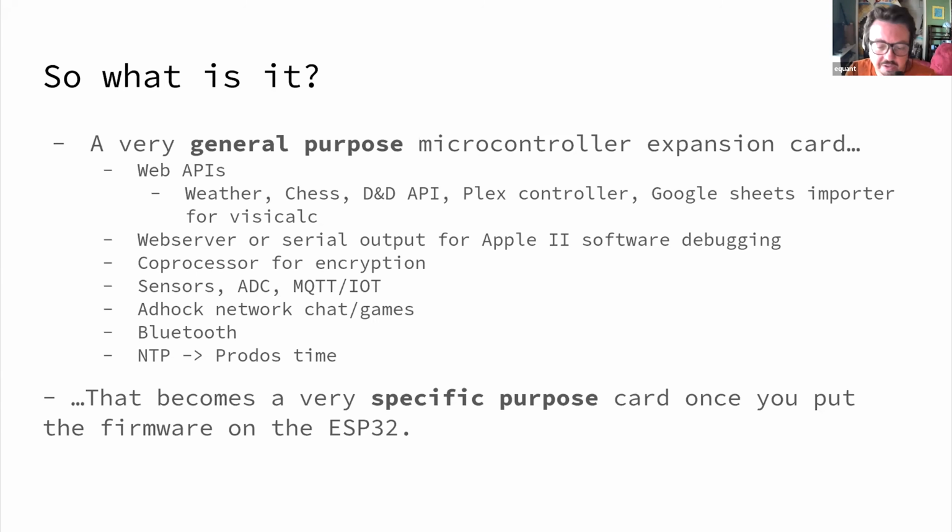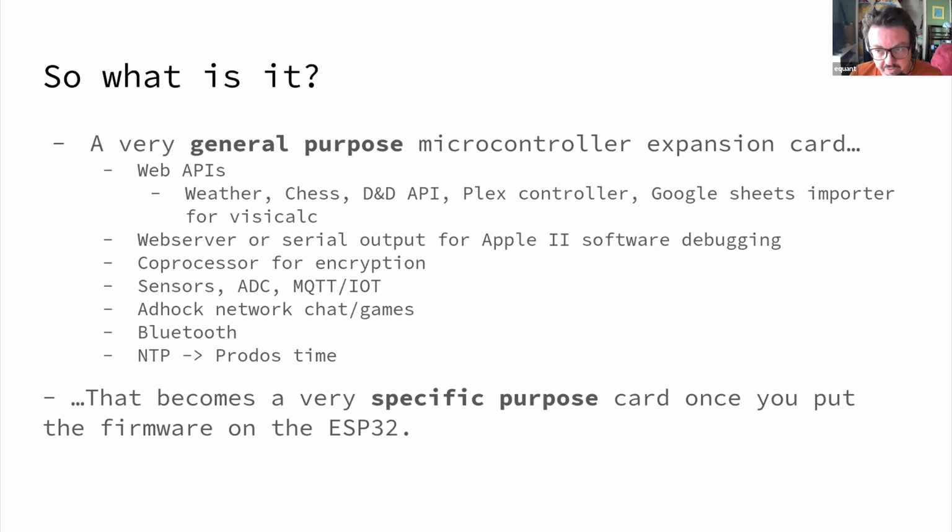So in the end, what is it? Well, the card is a very general purpose microcontroller expansion card, but it becomes a very specific purpose once you put firmware on it. This is not like two other things that I've learned about, Ethernet and the FujiNet, right? Those remain general purpose, whereas this doesn't. You are stuck with what you put on it. But it can be used for web APIs. So I've used it for weather and chess, and a monster manual lookup using a D&D API.